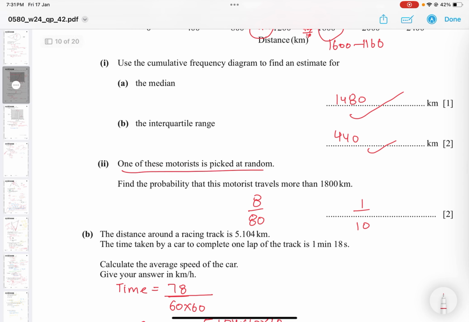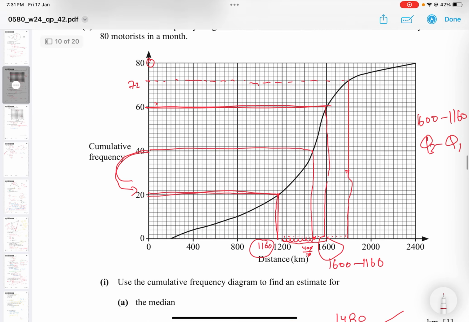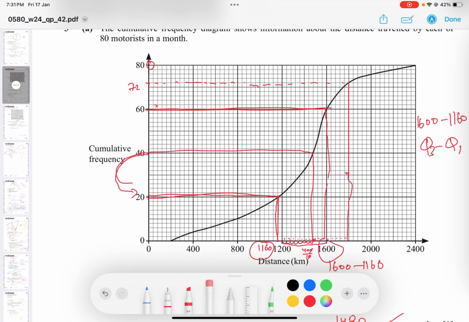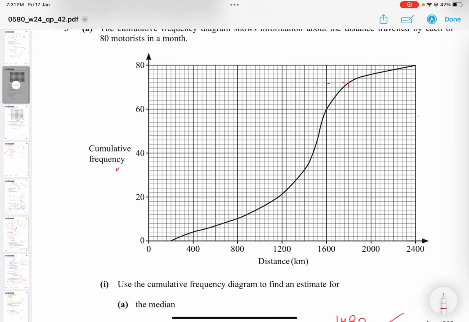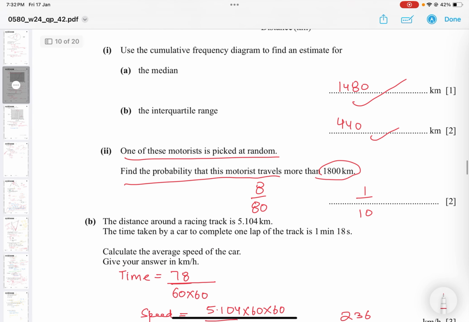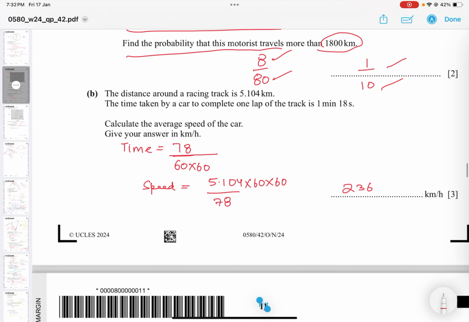Now, one of these motorists is picked at random. Find the probability that the motorist traveled more than 1800. So, more than 1800. Let me erase everything and then teach you this. Let us spot 1800 first. The 1800 would be 1, 2, 3, 4 and 5 over here. Let us draw a line like this from here, and we go over here and get 72. So how many are more? 8 out of 80. Very good. So you got your answer, 8 by 80, that is 1 by 10.